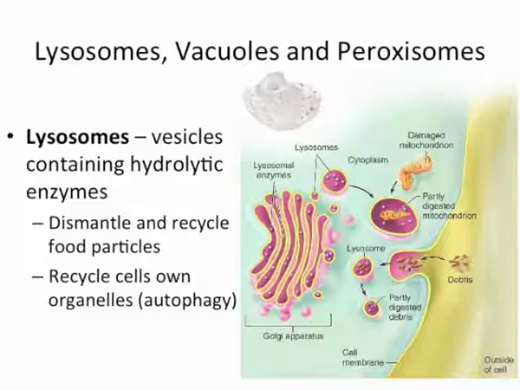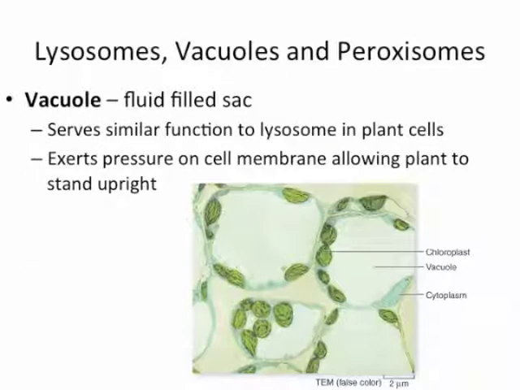One of them is most commonly found in plants. There are smaller versions of this in animal cells, but when we refer to a vacuole, the second one here, we're referring to a vacuole in a plant cell. Vacuoles are simply fluid-filled sacs. In plants, the large central vacuole serves a similar function to lysosomes, so it will be a repository for waste.